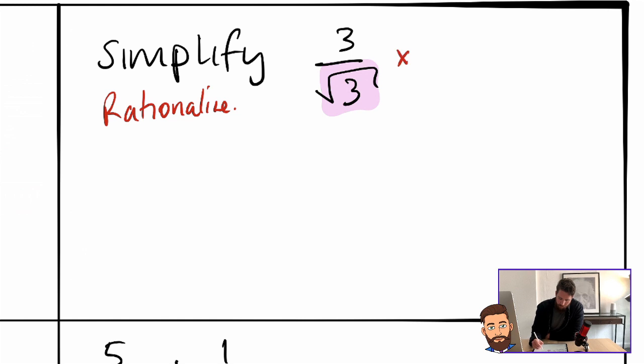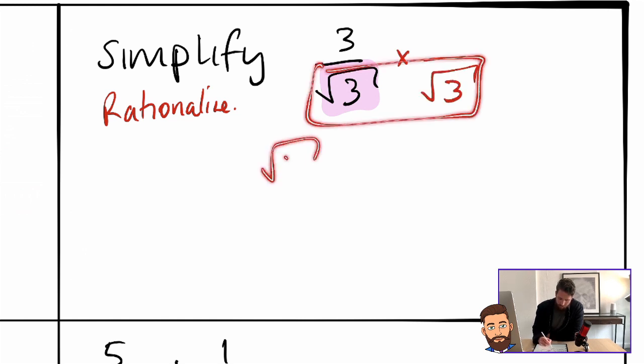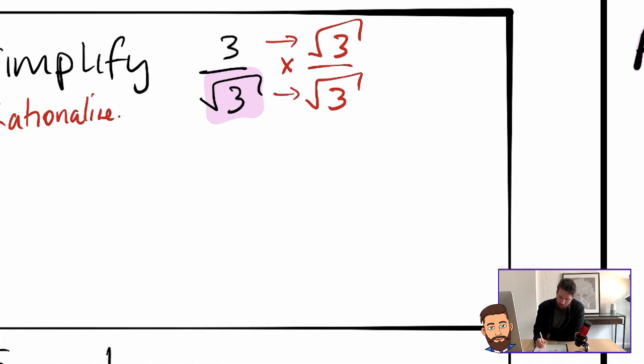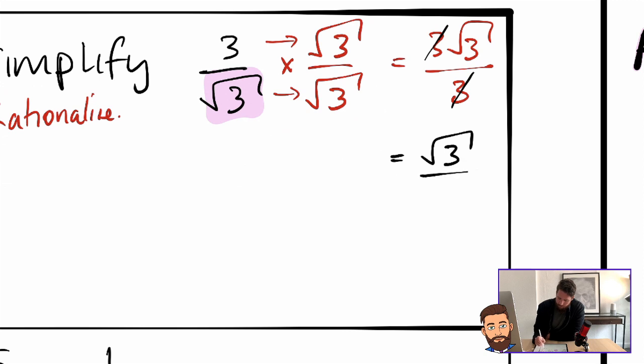To do that, remember you times by root 3 on the bottom, because root 3 times root 3 cancels the surd and would leave you with 3. And you have to do the same to the top given a basic fraction rule. Okay, whatever you do to the bottom, you have to do the same to the top. So timesing across here would give me 3 root 3 over root 3 times root 3 is 3. And then what you can see, again, basic fraction understanding, those 3's can cancel. So my final answer to this is simply root 3.